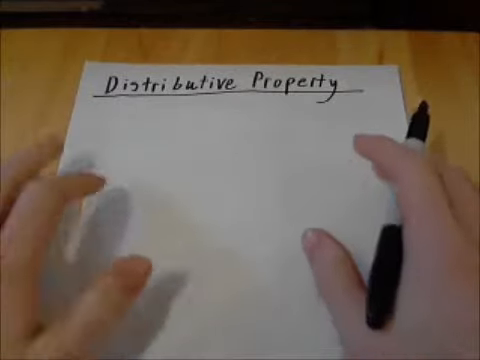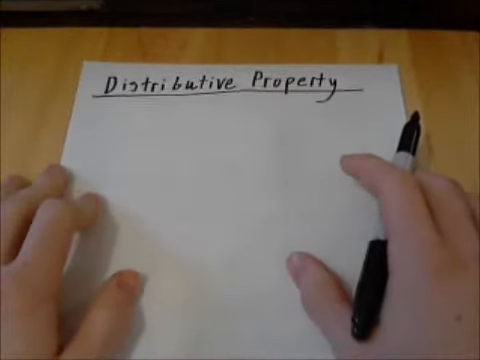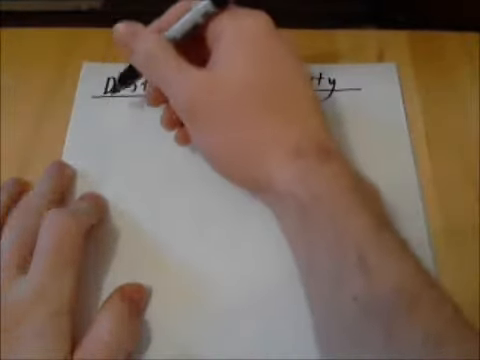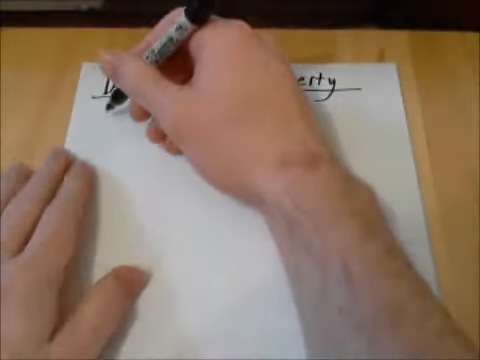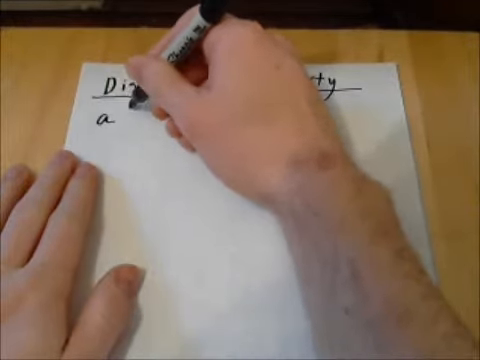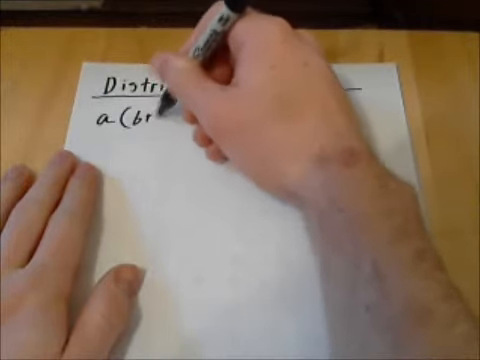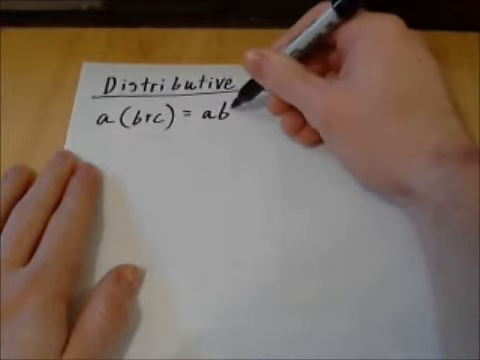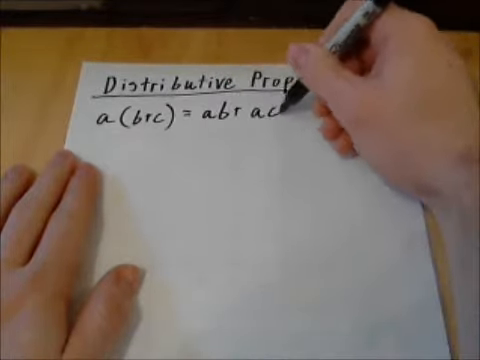In this video, we're going to be looking at the distributive property, which is really important because you're going to be seeing a lot of it in the future. So, in general terms, the distributive property can be written as A times the quantity of B plus C equals A times B plus A times C.